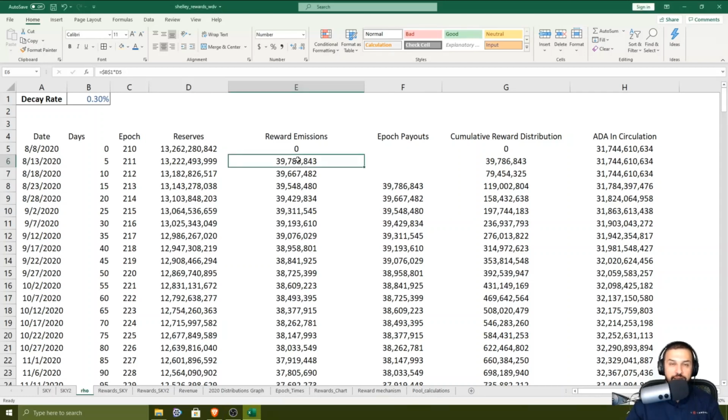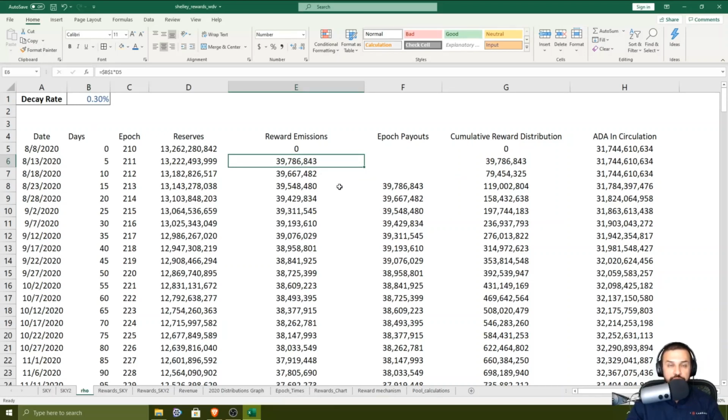To arrive at the number of ADA issued every epoch, you basically multiply the decay rate by the remaining reserves. In this case, for instance, in epoch 211, we had the outstanding reserves of around 13.2 billion, and when we multiply it by the decay rate of 0.3, we get our reward emissions of 39.